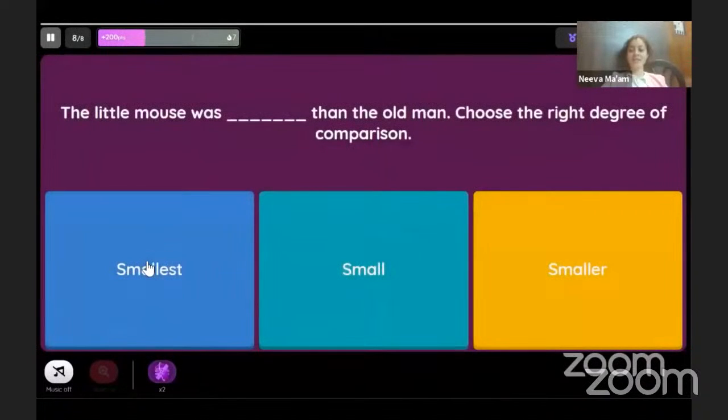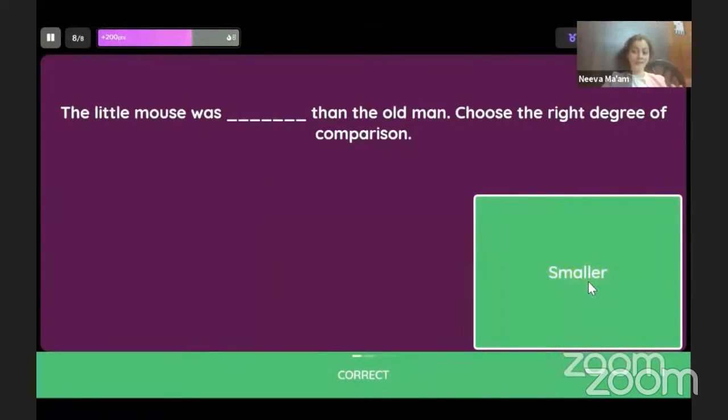The little mouse was dash than the old man. Choose the right degree of comparison. Was he smallest than the old man or was he smaller? There is a comparison taking place here, right? Between the little mouse and the old man. It's comparison. So it's got to be comparative degree. And comparative degree always is ending in ER. So it's going to be smaller, right?